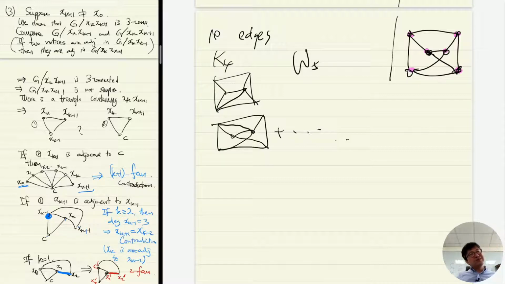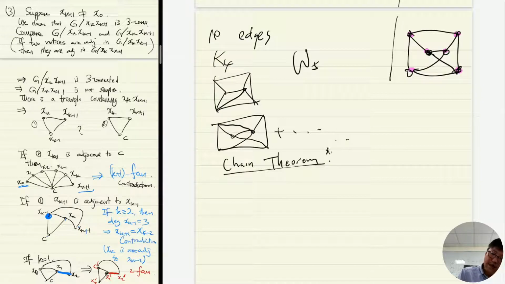You can, when you want to generate all simple 3-connected graphs on 10 edges, if you have a list of all simple 3-connected graphs on 9 edges, you can generate 10 edge graphs by certain rules, right? Now, sometimes this is called a chain theorem. Why? Because this is a corollary.